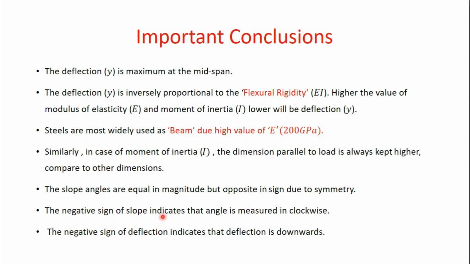The negative sign of slope indicates that the angle is measured clockwise, and the negative sign of deflection indicates that the deflection is downwards.